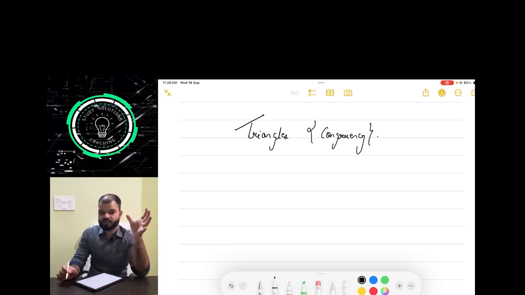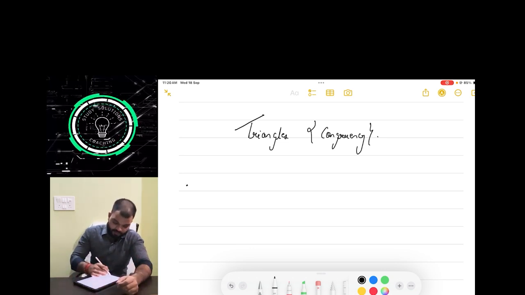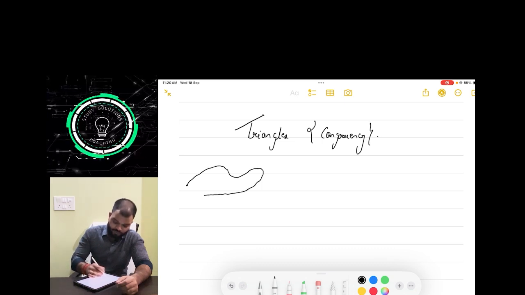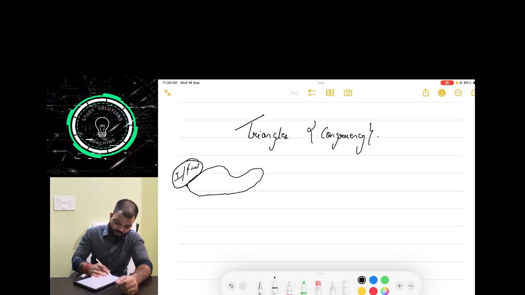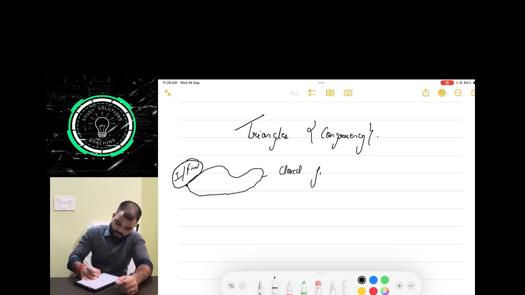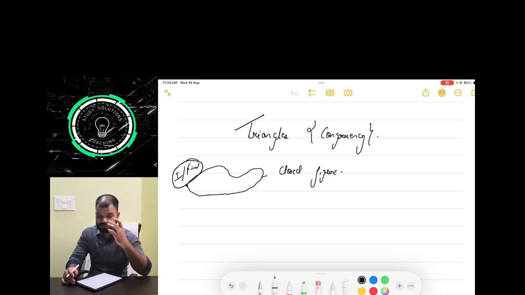A closed figure is one where, if we start from point A, then no matter how we travel, we finish at that starting point. So the initial point and the final point are the same in a closed figure. But that alone does not represent a triangle.